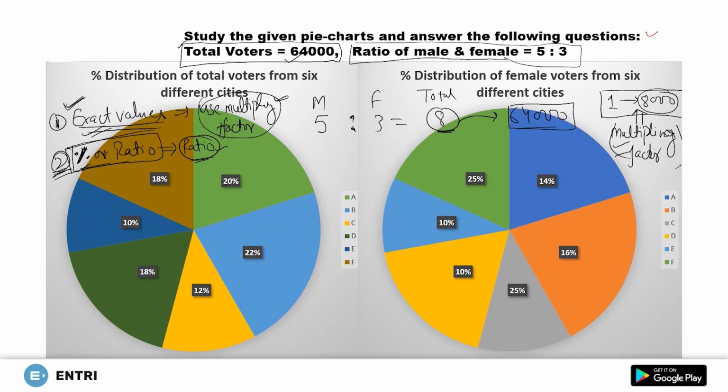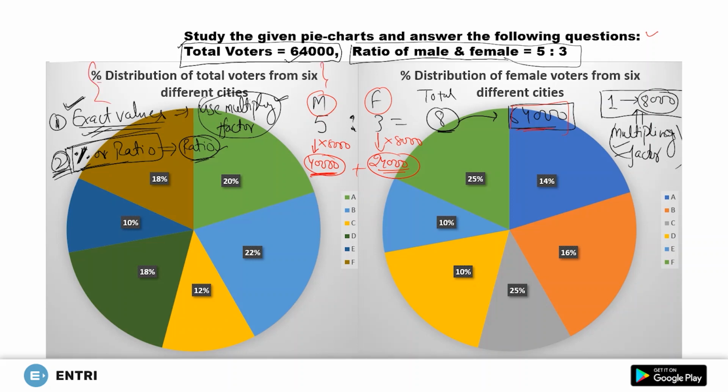First of all, if this unit is equal to 8,000, can you say this 3 units will be equal to 24,000? What you have done is multiply this 3 by 8,000, and you get 24,000. And this 5 units will be equal to 40,000. You get this by multiplying 8,000 by 5. So you can say your number of males is 40,000 and your number of females is 24,000, and your total is 64,000.